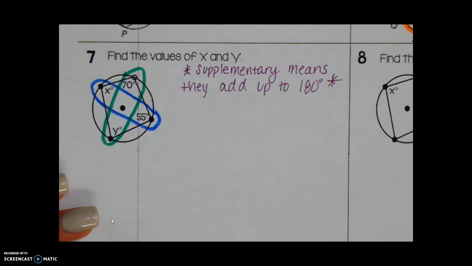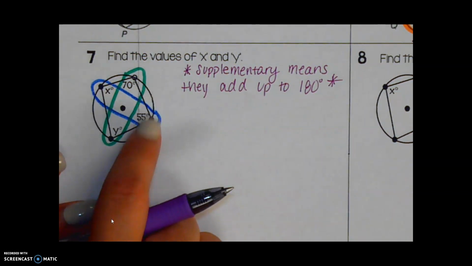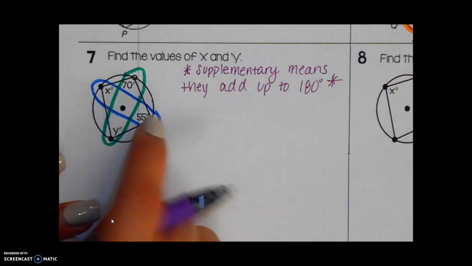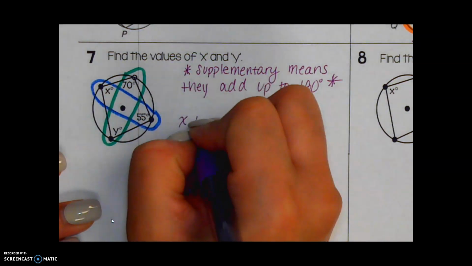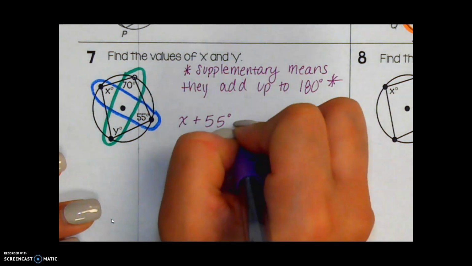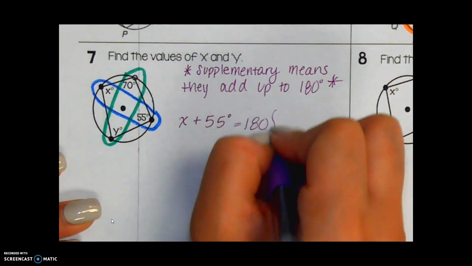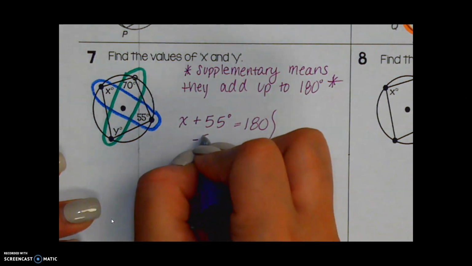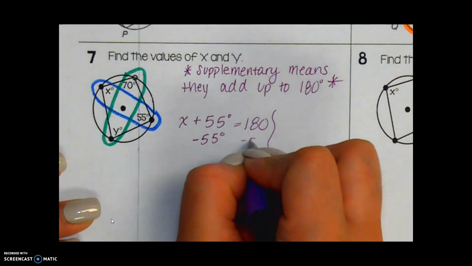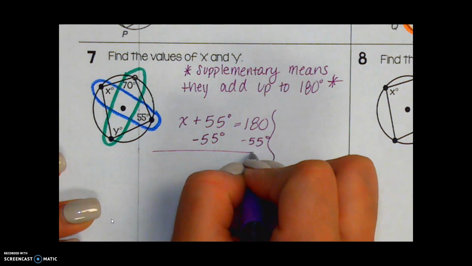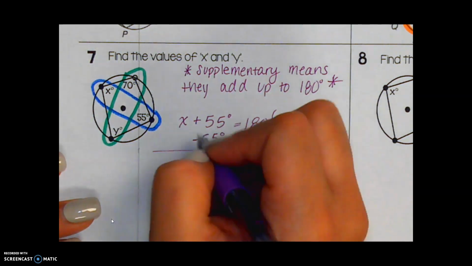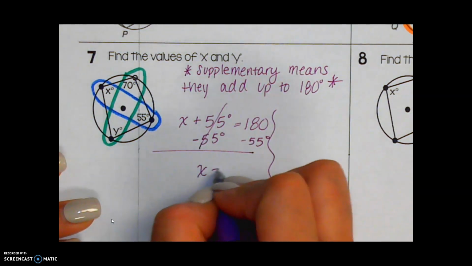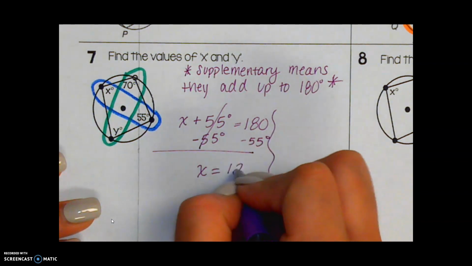All right, so hopefully that helps you set up your equation. If these two are supplementary, they add up to give you 180. So X plus 55 equals 180. Go ahead and find X. We would start by subtracting 55 from both sides. Once we do that, these go away. I've got X equals 125.